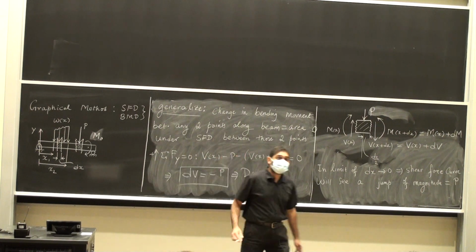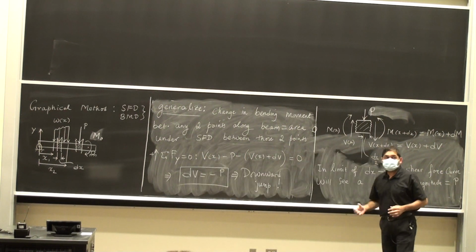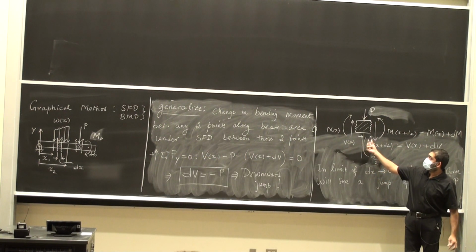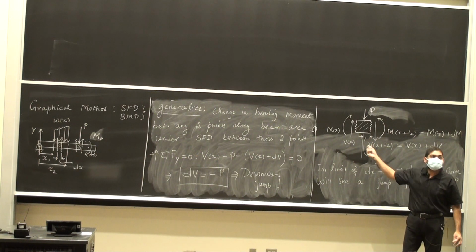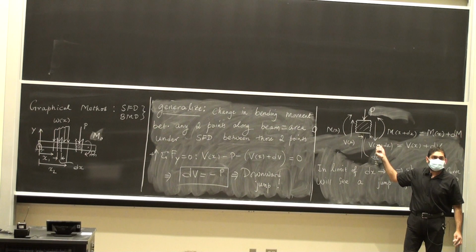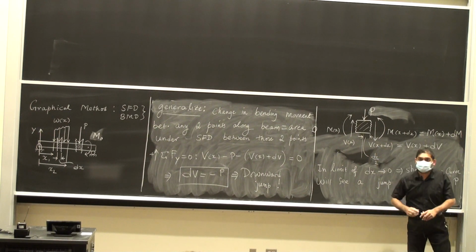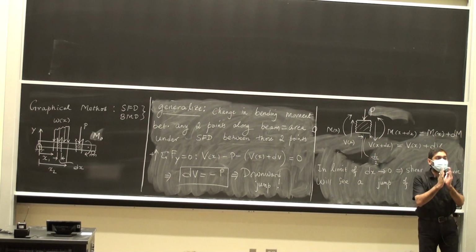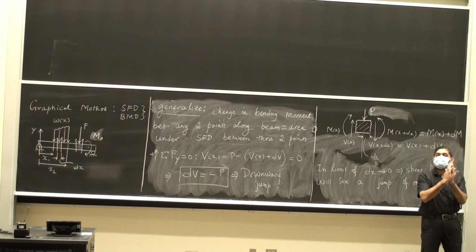Question: as my distance dx becomes smaller and smaller, will I see any change in the bending moment at a location where a concentrated force is acting? So this distance keeps on shrinking. Will I see any change in the bending moment as my distance gets closer and closer to 0?